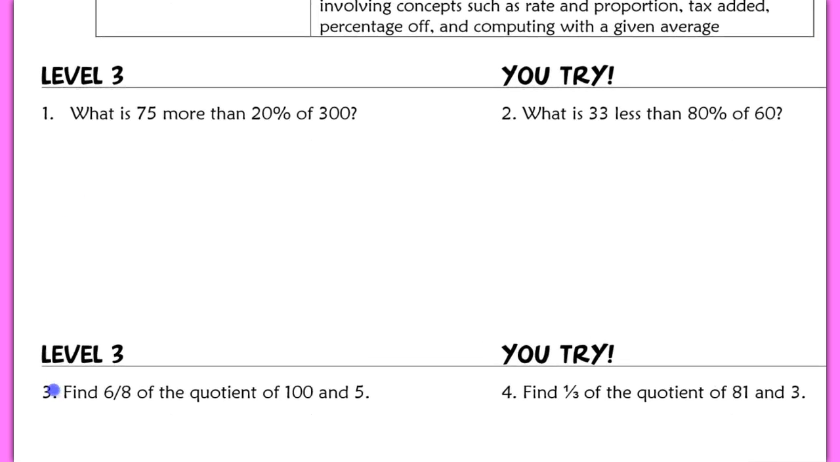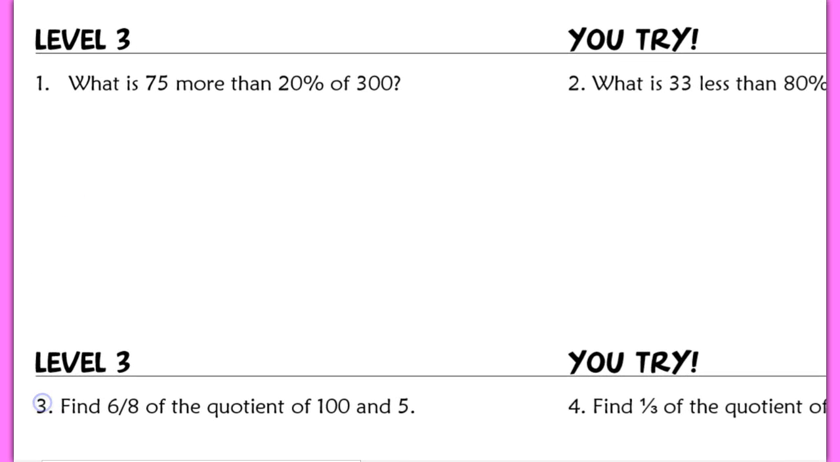It says, what is 75 more than 20% of 300? So really what I have to do is break this down into two different parts. I have to first figure out what is 20% of 300, and then here it says what is 75 more than that. So I want to add 75 to whatever is 20% of 300. Okay, so let's start on this portion that I have underlined here, 20% of 300.